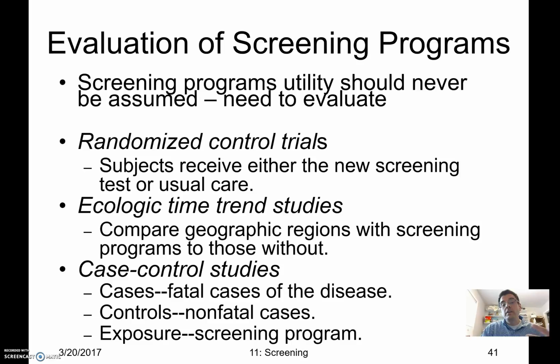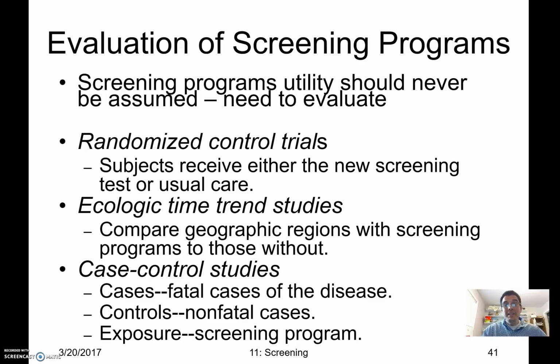So now that you have the types of screening tests that are out there, it's important that you understand that screening programs and screening tests constantly need to be evaluated to ensure that you are measuring what you intend to measure. There are methods for determining whether a particular test is sensitive enough, specific enough, and has high predictive value positive and high predictive value negative. That's where randomized controlled trials, ecologic time trend studies, or case control studies are used to evaluate those types of screening programs.